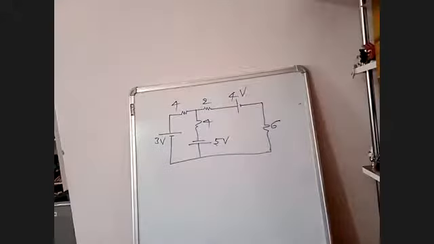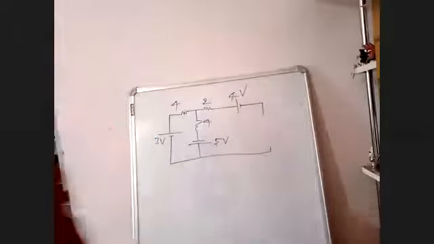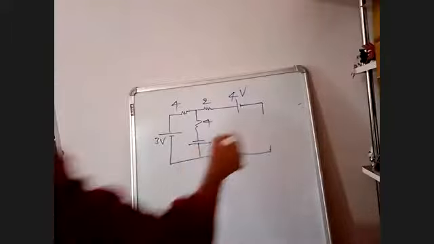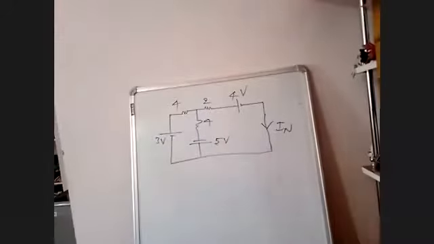What do I have to do in the first step? Short circuit 6 ohms. Short circuit 6 ohms. And I will write here Norton current or ISC. Both are one and the same.